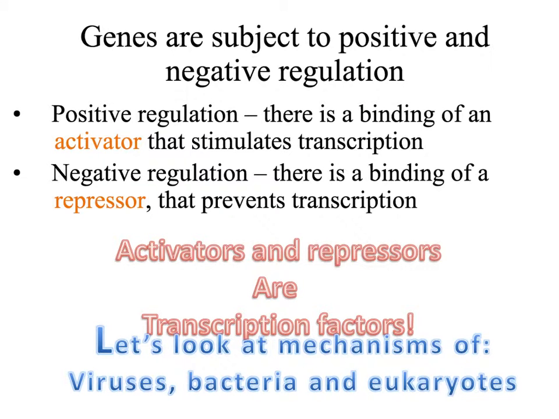Genes can be regulated positively and negatively. Positive regulation means that there's going to be an activator involved. That activator has to bind, and then it's going to stimulate the transcription of the gene. Negative regulation is there's going to be a binding, but it's not going to be an activator. It's going to be a repressor, and that repressor, after the binding, is going to prevent the transcription of the genes. So activators and repressors are actually called transcription factors. And so we're going to look at how this works in viruses, bacteria, and eukaryotes.